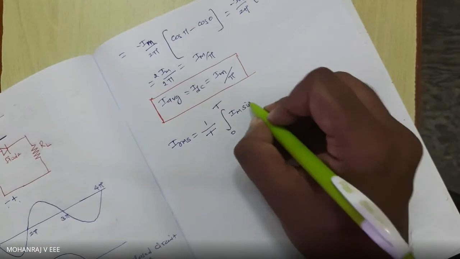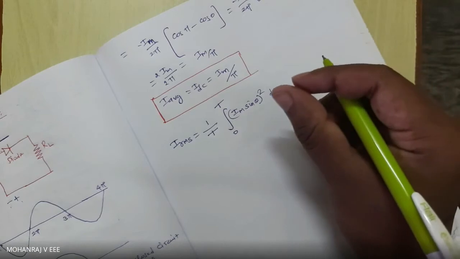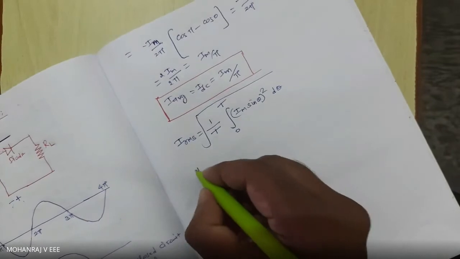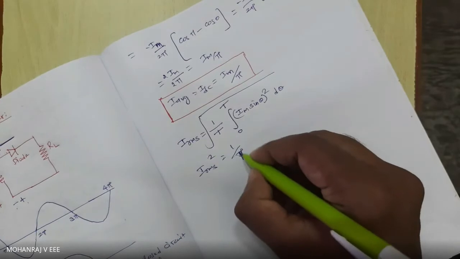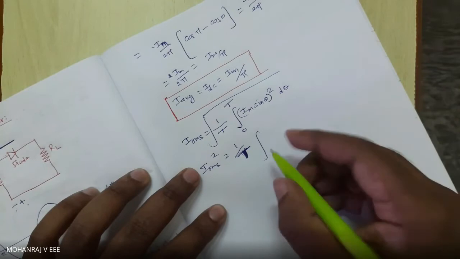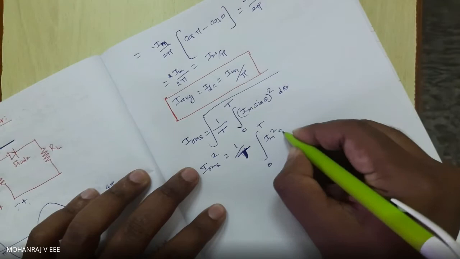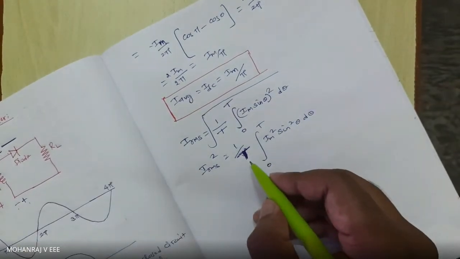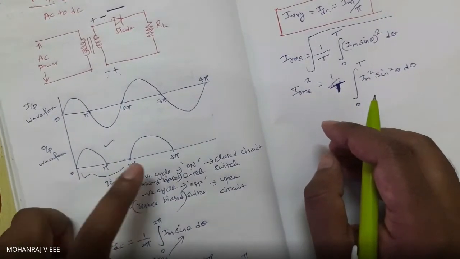Im sine theta, the whole square d theta, square root of this. So I can write my IRMS square is equal to 1 by T integral 0 to T Im square sine square theta d theta. Now what is this T for the output? For the output, what is the time period? It is from 0 to 2 pi.